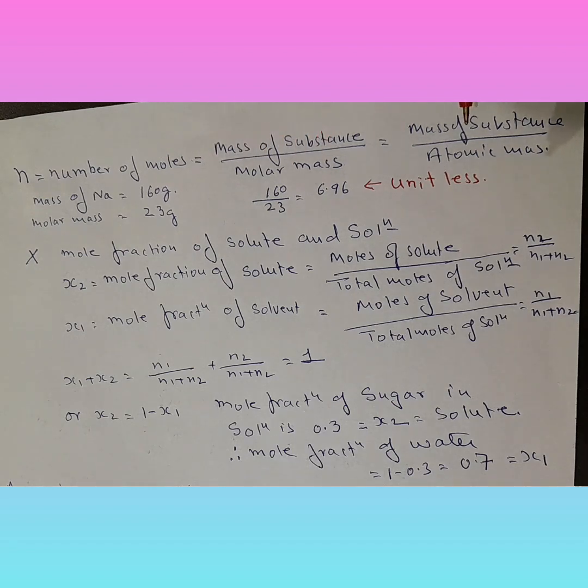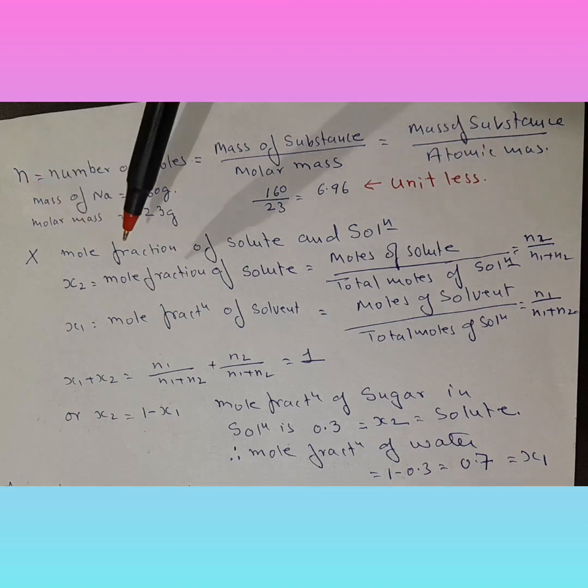Or it could also be mass of substance over atomic mass. Now for example, if the mass of sodium I have given you is 160 grams, and we know the molar mass of sodium is 23, so the number of moles would be 160 divided by 23, that comes to 6.96, and it's unitless because both are grams. So gram gets cancelled and it gets unitless.